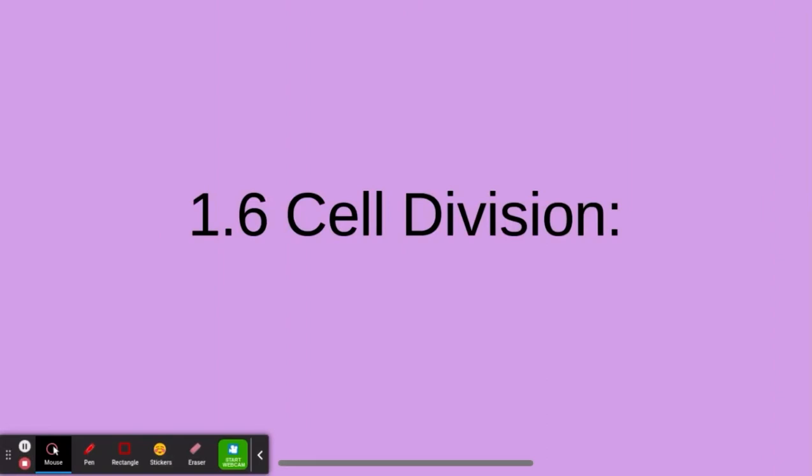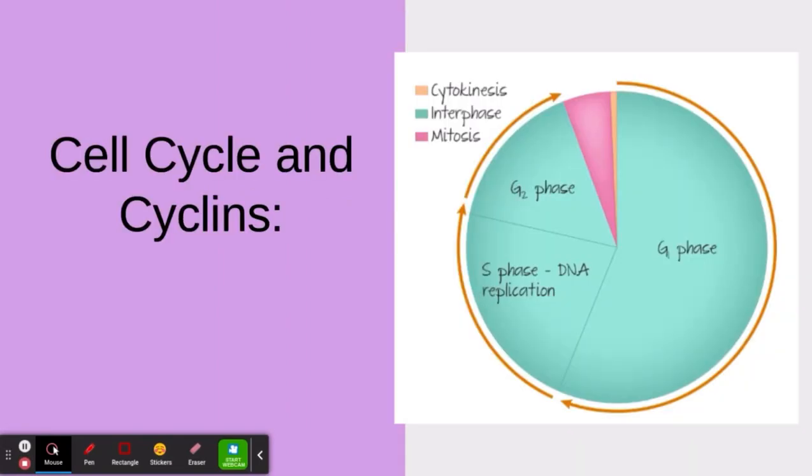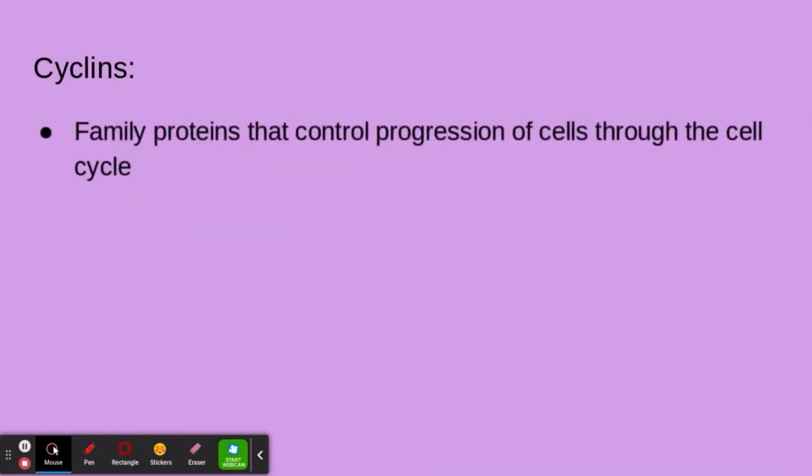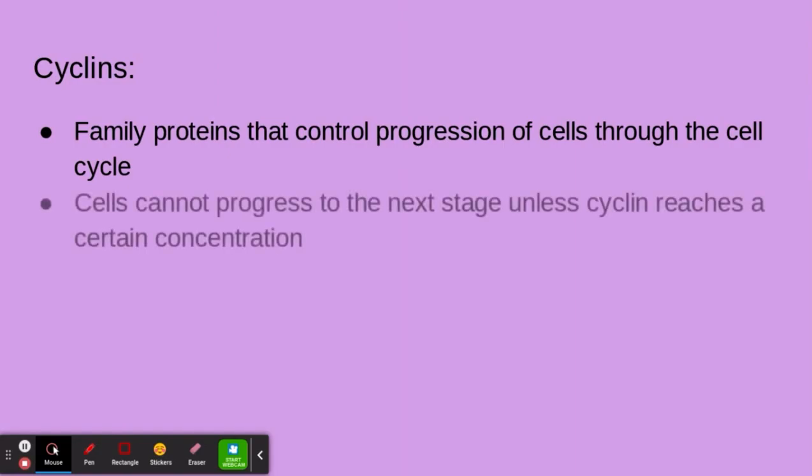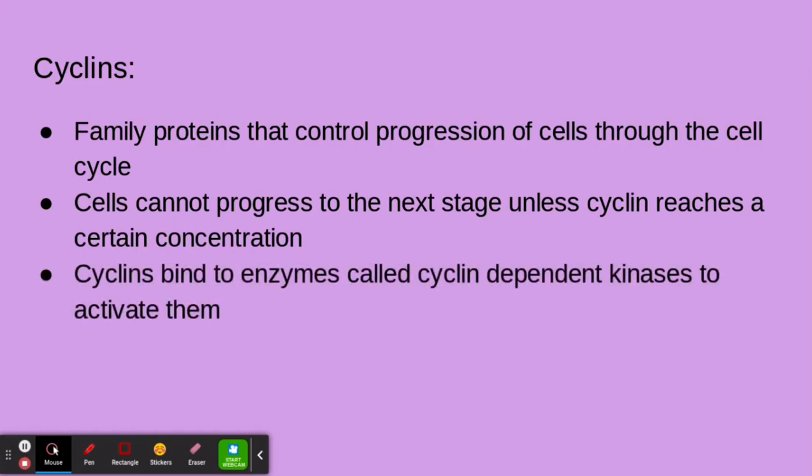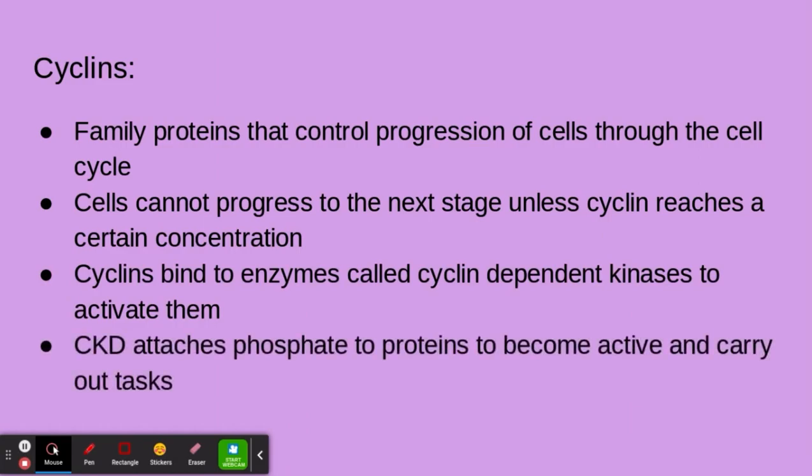Topic 1.6, cell division. So first, we're going to be talking about the cell cycle and cyclins. Cyclins are a family of proteins that control the progression of cells through the cell cycle. Cells cannot progress to the next stage of the cycle unless the cyclin reaches a certain concentration. Cyclins bind to enzymes called cyclin-dependent kinases to activate them. The cyclin-dependent kinase attaches phosphate to proteins to become active and carry out tasks.